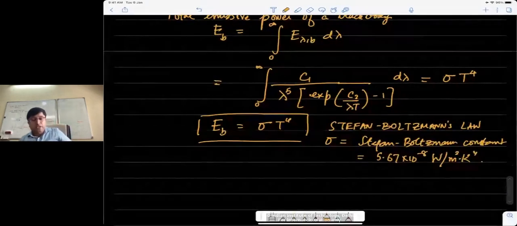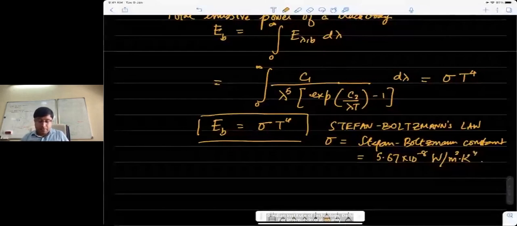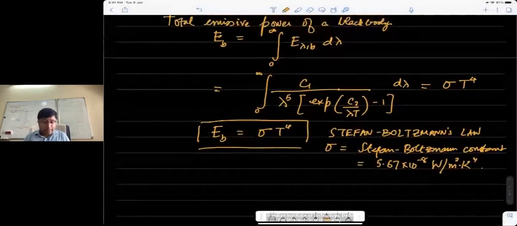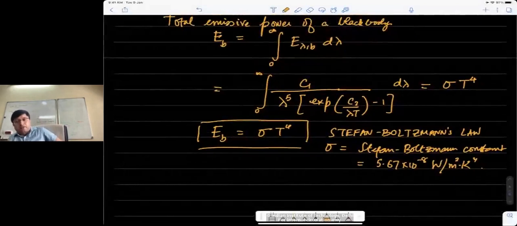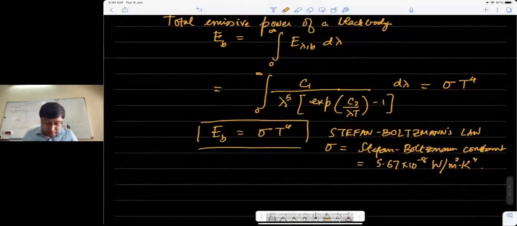So what we've been using very casually, and even my derivations have been done very casually. I'm not going into the detailed mathematics of it because that will take a few lectures to be able to derive. But broadly, this is how we get to the Stefan-Boltzmann law. So now we have covered the idealized surface.